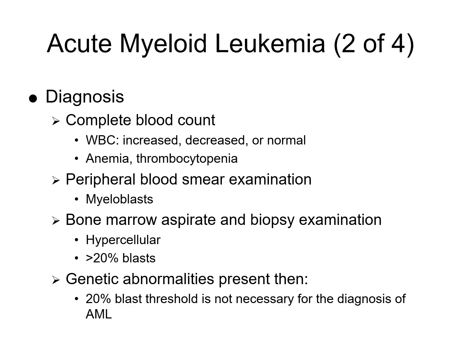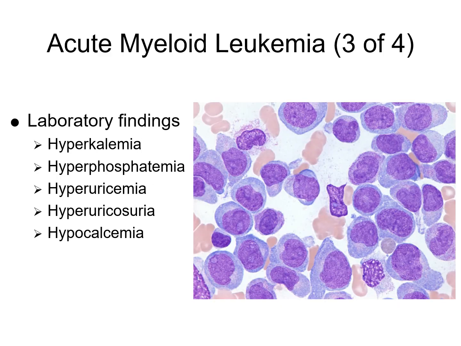If genetic abnormalities known to cause acute myeloid leukemia are present, the 20% blast threshold may not be required for diagnosis, because they already have the genetic phenotype, basically.